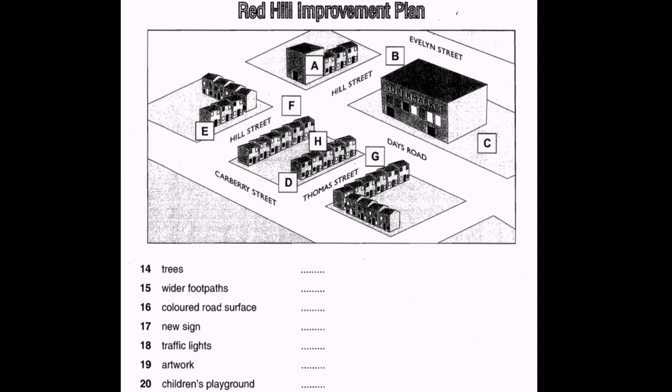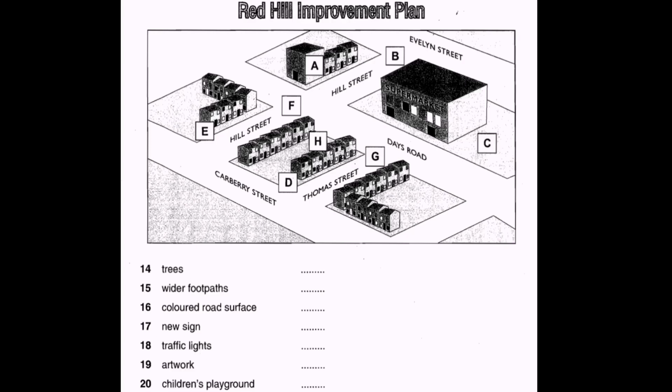There are also letters like C, B, A, G, H, D, F, and E. We have to label these while listening to the audio, and then there are questions. Question number 14, trees. Question number 15, wider footpaths. Question number 16, colored road surface. Question number 17, new sign. Question number 18, traffic lights. Question number 19, artwork. And question number 20, children's playground.